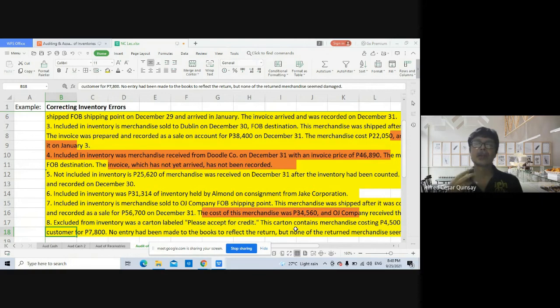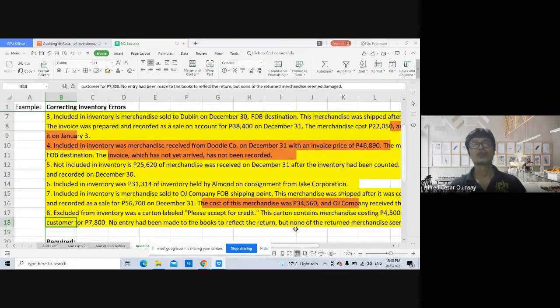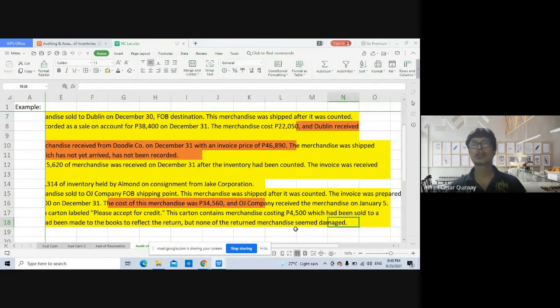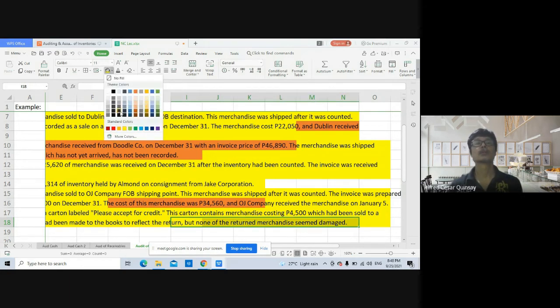Okay, now as far as inventory is concerned, no. If it's a damaged good, we will value that on its impaired asset, no. We will recognize the impairment loss on that inventory, no. However, it was said here that none of the returned merchandise seemed damaged, no. So it is still good as new, in other words, no.